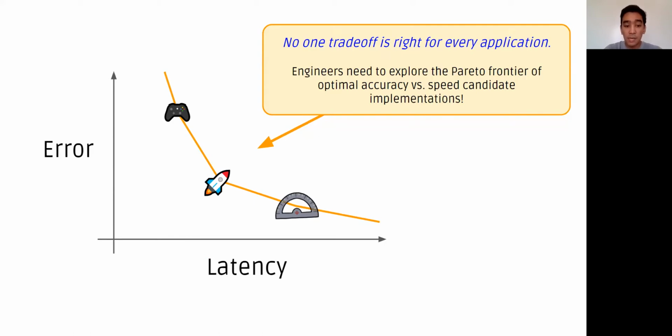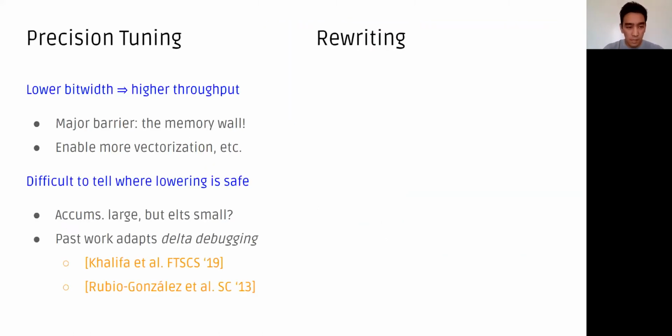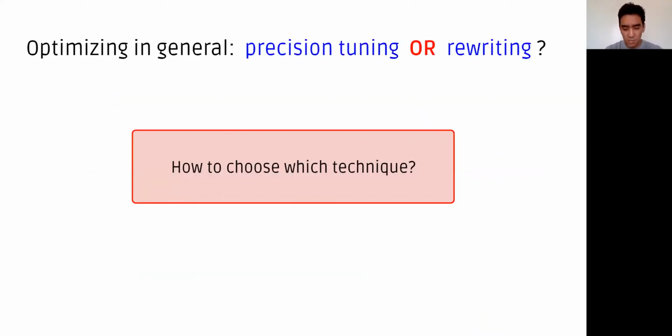And we generally use two techniques for this, precision tuning and rewriting. In general, precision tuning increases speed by lowering the bit width of the representation, while rewriting increases accuracy by avoiding things like cancellation. Now, it's difficult to tell where we should apply these techniques. And in recent years, there have been numerous tools made to automatically apply precision tuning or rewriting. Now, if you have an expression, just by looking at it, it's hard to know which of these techniques you should choose. And you may want to use both.